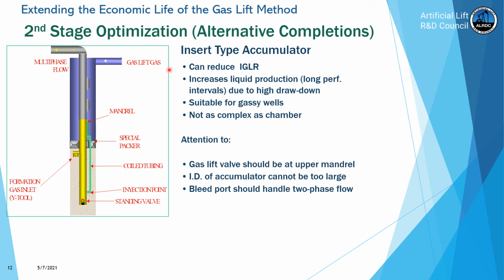With this type of completion, we can always reduce the injection gas liquid ratio, and because of the very high drawdown, we will have an increase in liquid production. I have used this type of completion in several wells in Lake Maracaibo, and I have increased the liquid production by more than 400% in many cases. They are very suitable for gassy wells, and they are not as complex as insert chamber. But we do have to pay attention to several things.